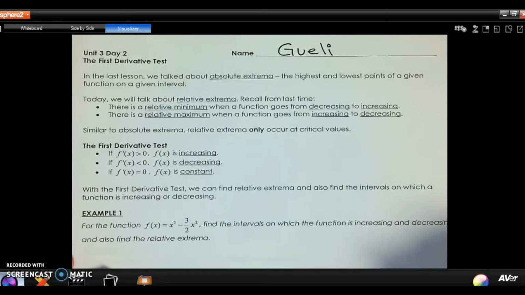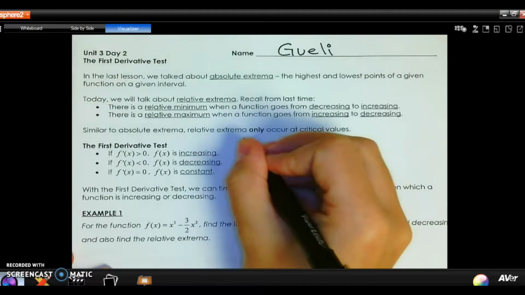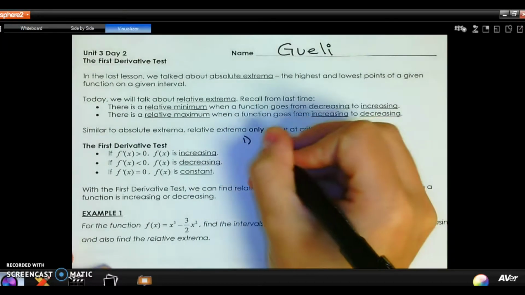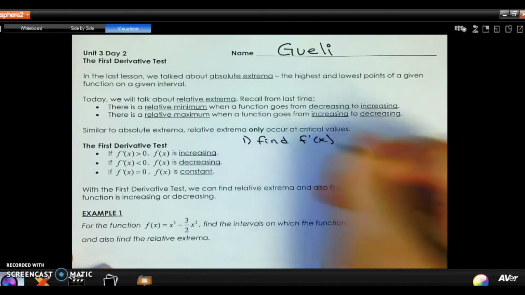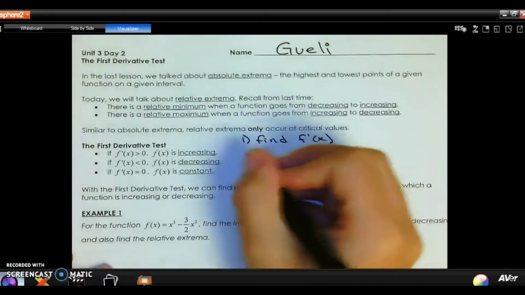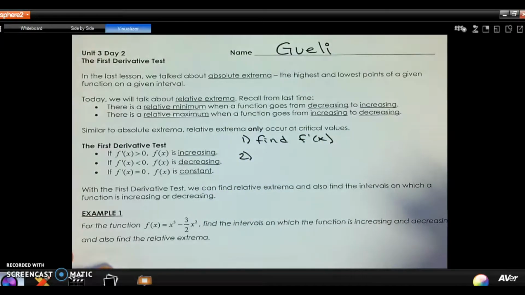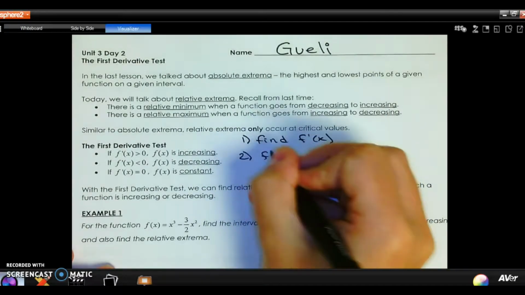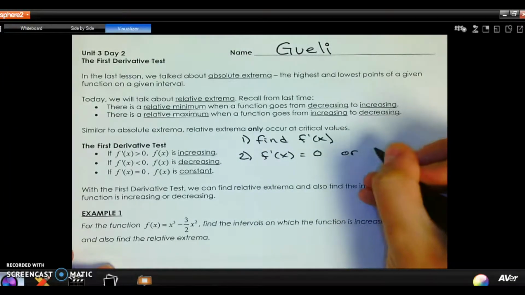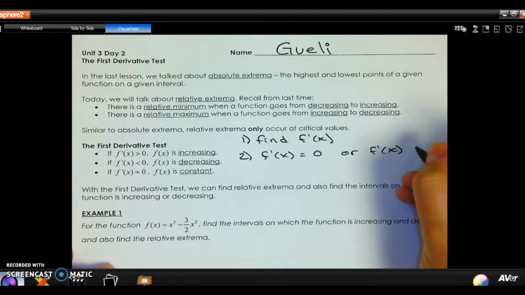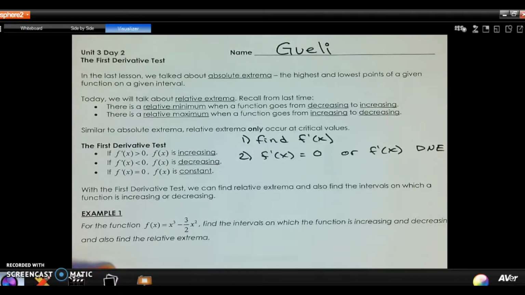So our steps, for those of you that like the steps: our first goal today is to take a derivative, so you're going to find f prime. Then we're going to figure out where that derivative equals 0 or where the derivative does not exist. That's very similar to last class, because that was finding those critical values. Remember, they could call those critical numbers.